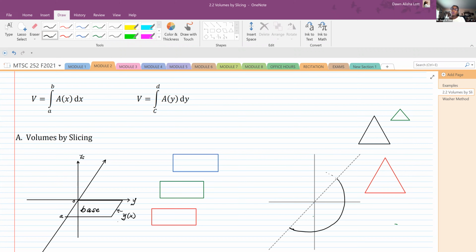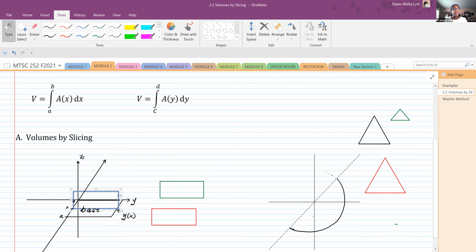So the problem is going to tell you what the base looks like inside of some function y of x. And then it's going to tell you that at each value of x, you are going to have an area. So at this value of x, let's say I choose this value of x right here. And at that value of x, I'm going to take this area and slide it right over. And so I have an area that is perpendicular to my base at that value of x.